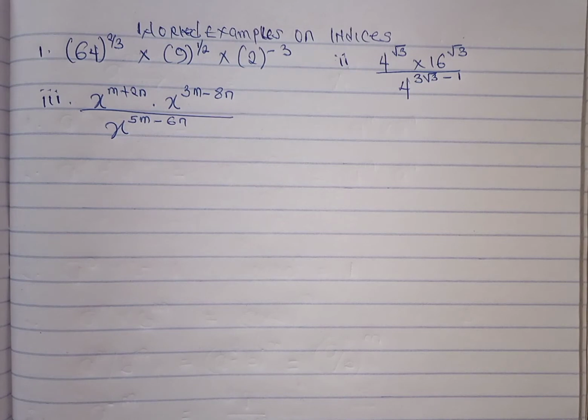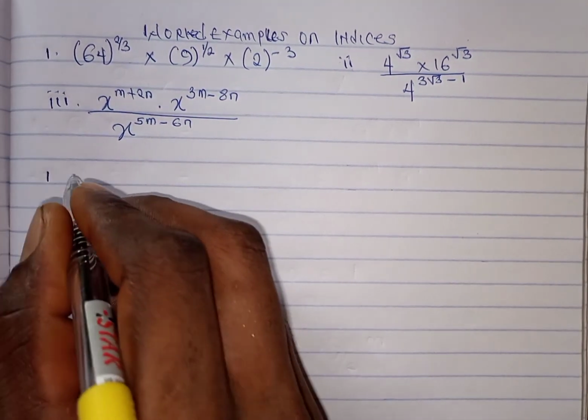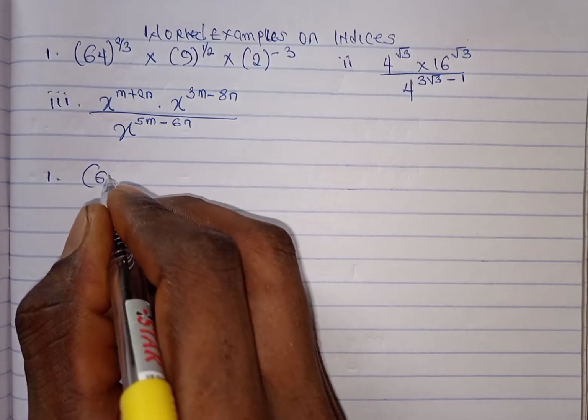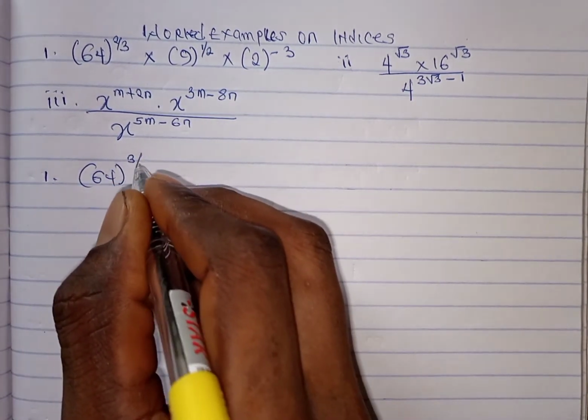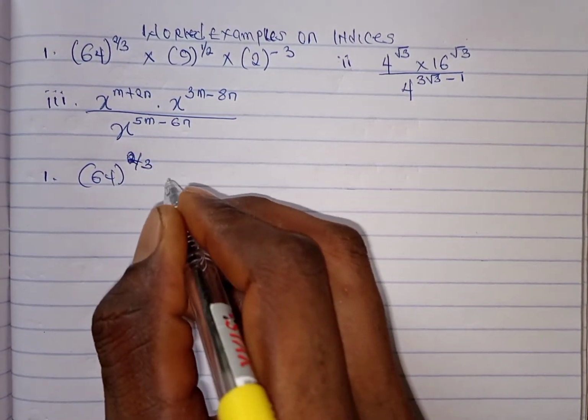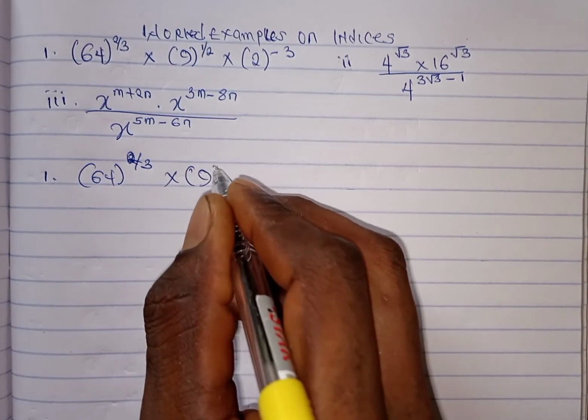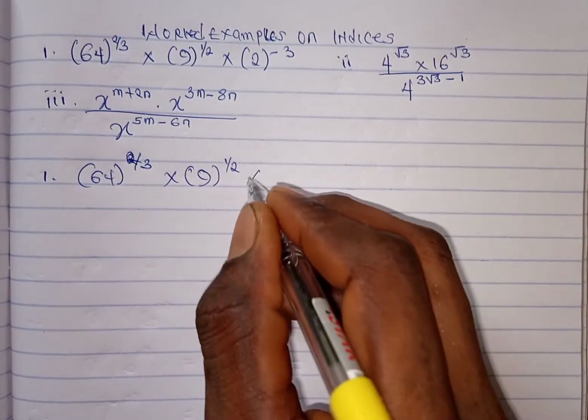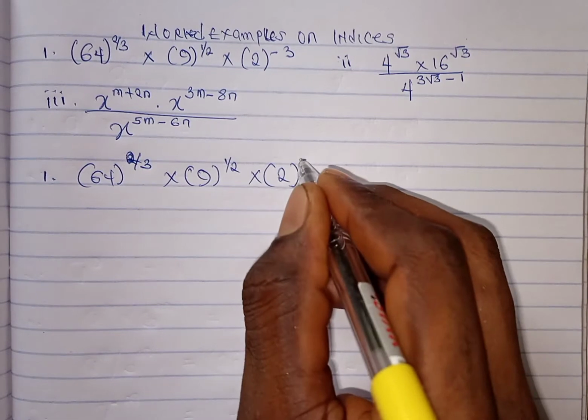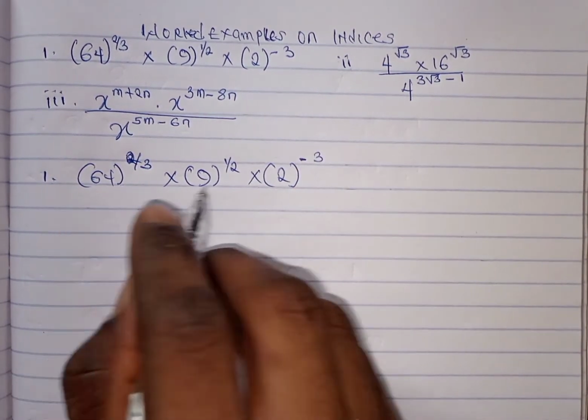So on indices, we want to look at some worked examples on indices. So let's look at the first example. That's 64 raised to the power 2/3 multiplied by 9 raised to the power of 1/2 multiplied by 2 raised to the power negative 3. So how do you solve this?